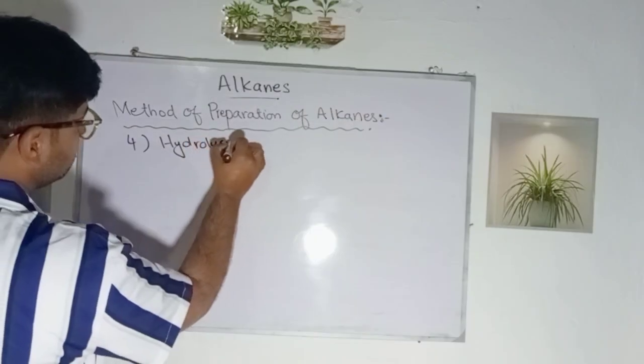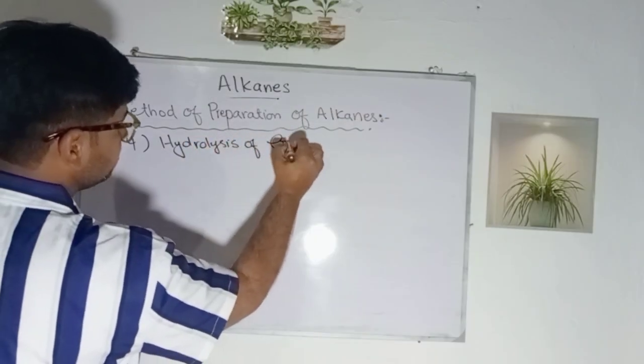The fourth method is hydrolysis of Grignard reagent, and it belongs to the chemical class of organometallic compound. So, upon hydrolysis, these Grignard reagents give rise to alkanes and byproducts. Hydrolysis of Grignard reagent.